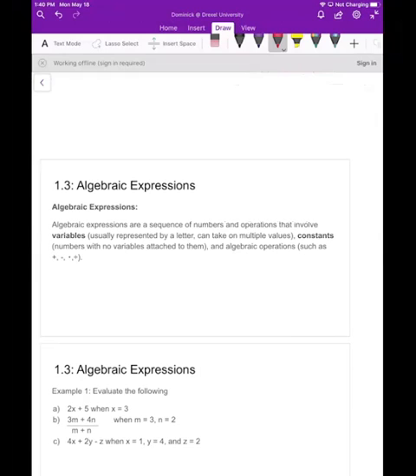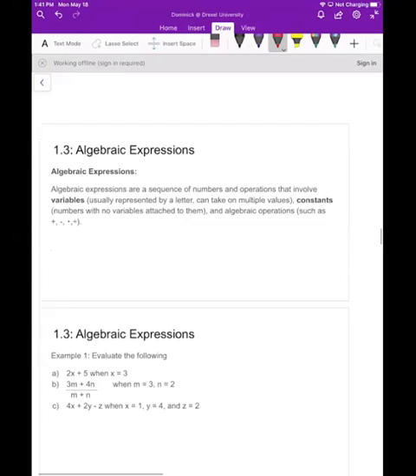An algebraic expression is just a sequence of numbers and operations, and what makes it algebraic as opposed to just a regular expression is that you have letters which represent your variables. Now, a variable just means that you could have something there that takes on multiple values. You also have constants, which are just numbers with no variables attached to them, appearing in algebraic expressions. And of course, you have algebraic operations like adding, subtracting, multiplying, or dividing.